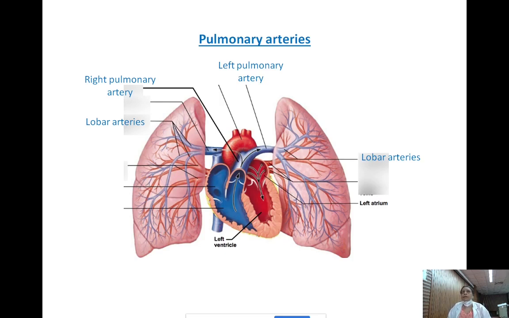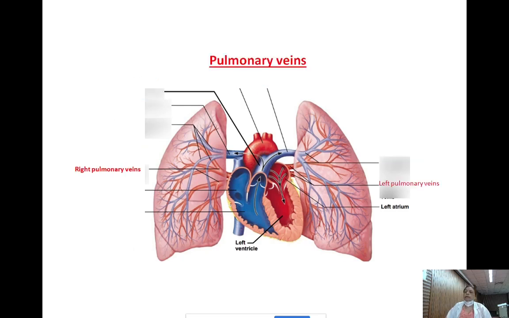Now the oxygen will come to the blood and the venules will start. These venules will form the intersegmental veins, then they will form the segmental veins. Ultimately, the segmental veins will join to form the lobar veins, and on the right side, 2 pulmonary veins will be formed, known as the right pulmonary veins. These are the pulmonary veins, and they are carrying oxygenated blood. So 2 pulmonary veins from the right side and 2 pulmonary veins from the left side.